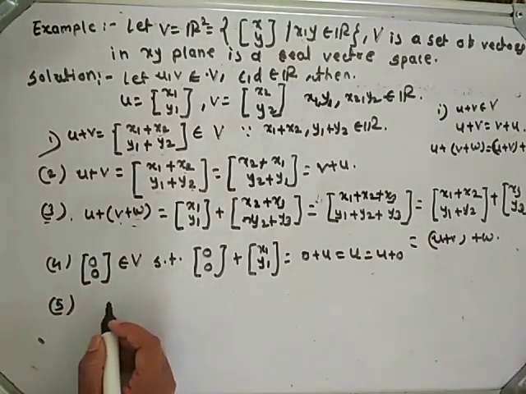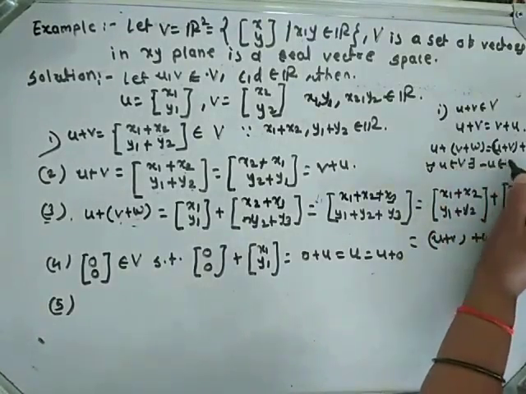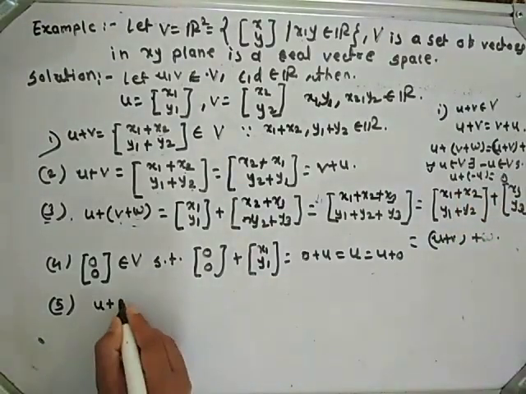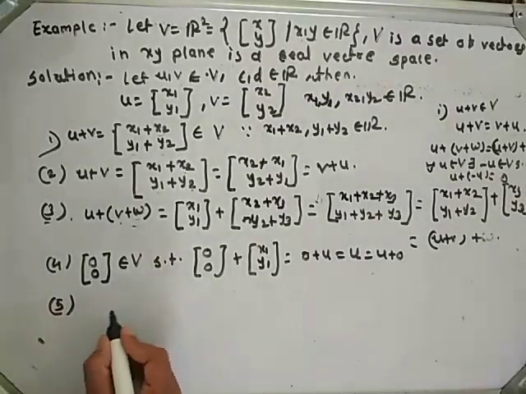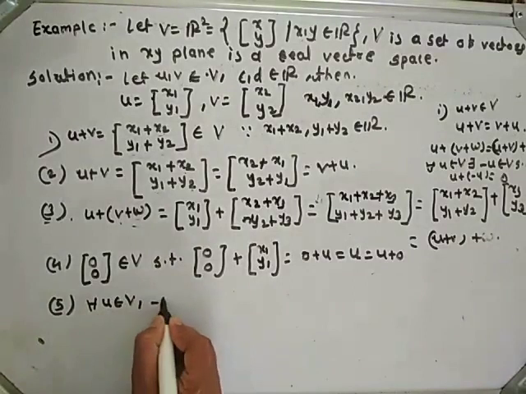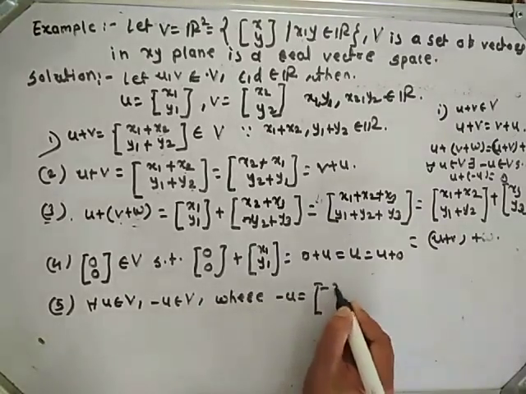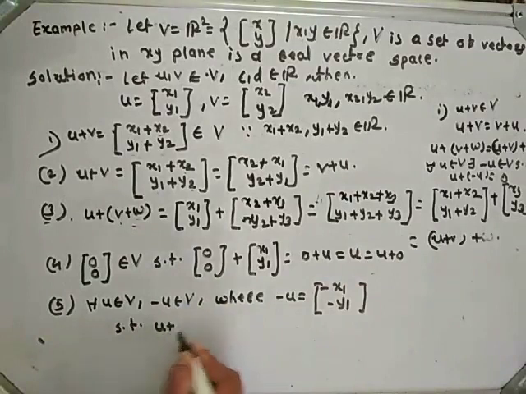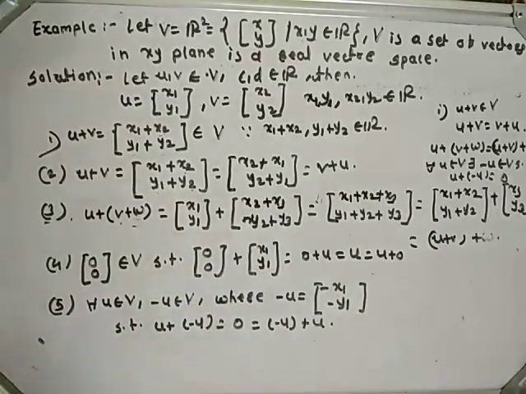The fifth property is the existence of additive inverse. What does it mean? For all U belonging to V, there exists minus U belonging to V such that U plus minus U is equal to 0. Here, for all U belonging to V, minus U belongs to V, where minus U is nothing but minus x1, minus y1, such that U plus minus U is equal to 0, which is equal to minus U plus U. This is the fifth property, and it is also satisfied by V.